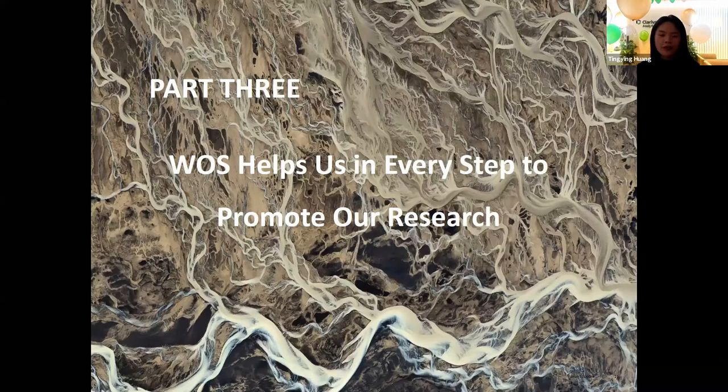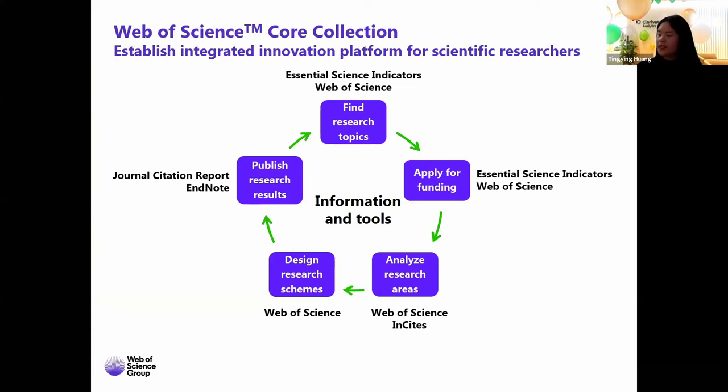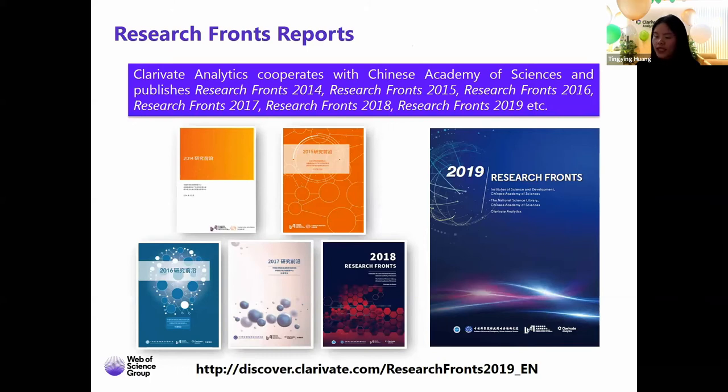In this part, we will go into the Web of Science platform and see how we can use it better. Actually, high quality information and data and helpful tools in Web of Science empower the whole innovative research process. When finding research topics, I believe all of you pay attention to research fronts and research hotspots in your research areas or related disciplines. But how to identify research fronts and hotspots? It is very difficult for all of us. Actually, the annual research fronts report might give a hand.